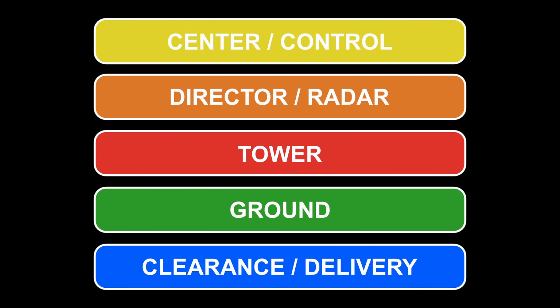But all of these controllers might not be online at once. So, for example, what if clearance and ground were offline? Well, then you'd speak to tower, as in the absence of clearance and ground, the next level up, which is tower, takes care of the responsibilities for those layers beneath.